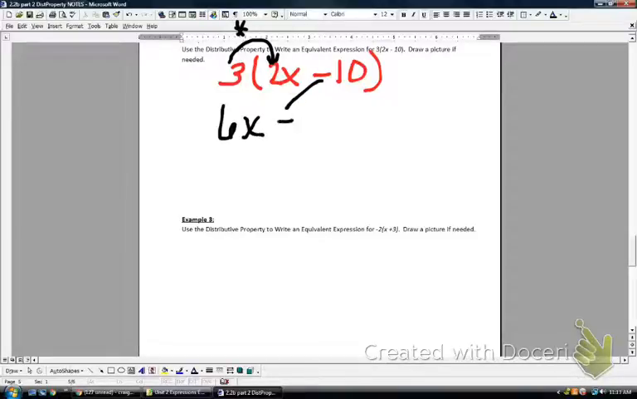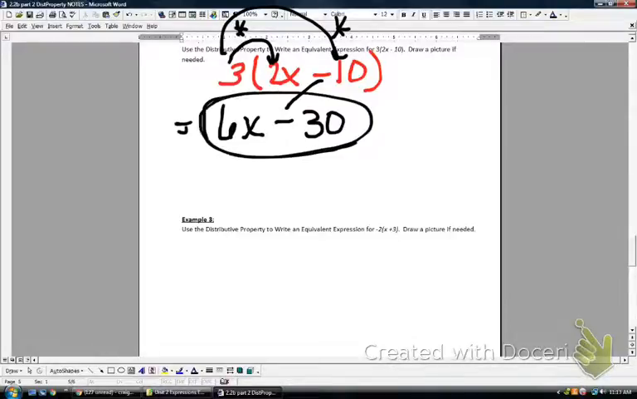Then I write down my sign. Then I'm going to multiply 3 times 10, which is 30. So my answer for this is 6x minus 30. That is my answer. I cannot combine 6x and negative 30 because this one has an x and this one doesn't. So I leave it as it is and I go to my next problem.